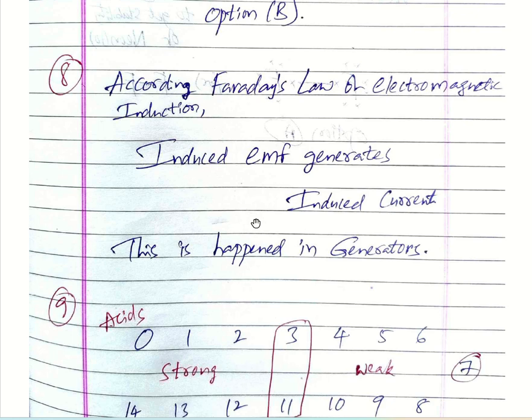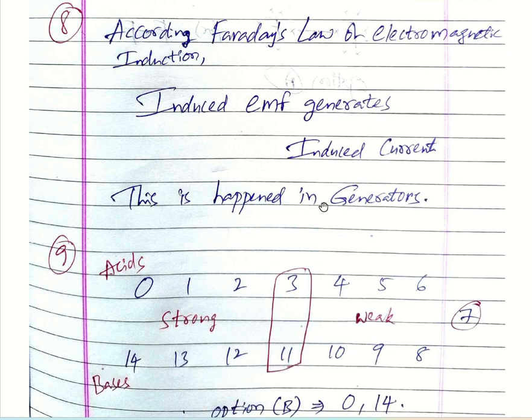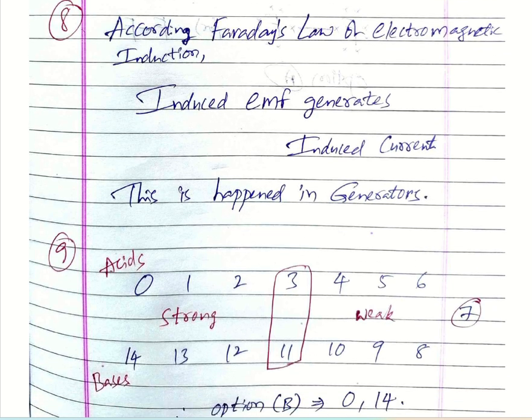Simply, induced EMF will generate the current. Generally in a generator, AC generator or DC generator, if you observe, a coil is entered into a uniform magnetic field. The flux linked with the coil changes and obviously EMF is induced. Then EMF leads to the current. The final answer is induced current. This is based on the electromagnetic induction of Faraday's law.